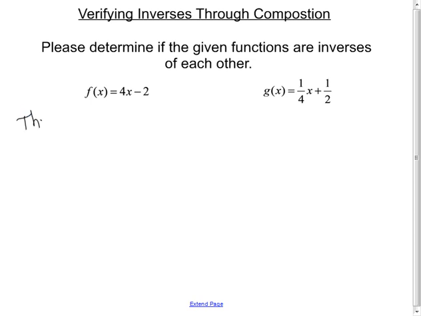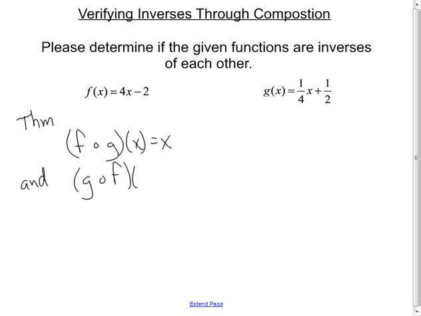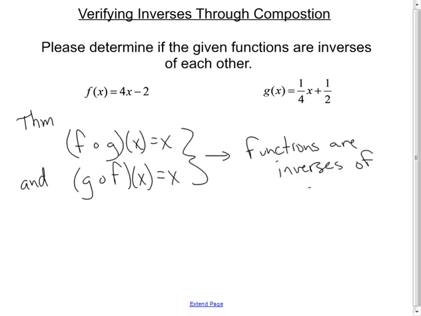And that theorem says that if f composed with g of x equals x, and g composed with f of x is x, if these are both true, then the functions are inverses of each other. Well, to apply this, the only thing I need to do is compute these two compositions and check to see if their answers are both x. Okay?